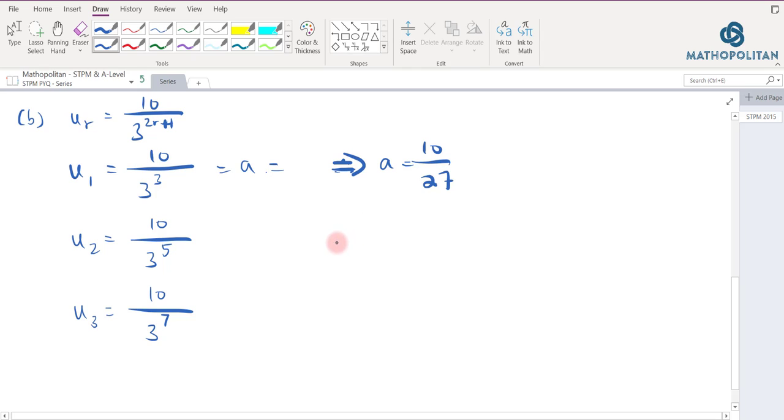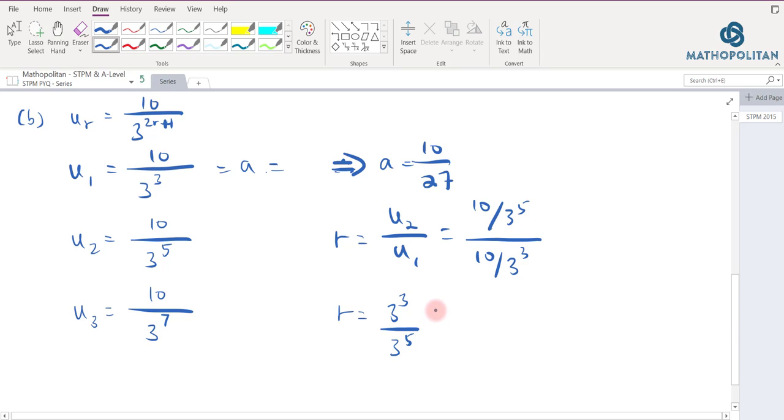The common ratio r will be the second term divided by the first term. So this is 10 over 3 to the power of 5 divided by 10 over 3 to the power of 3. This becomes 3 to the power of 3 divided by 3 to the power of 5. So we conclude that r is equal to 1 over 3 to the power of 2, so the common ratio here is 1 over 9. So we have the first term and the common ratio.